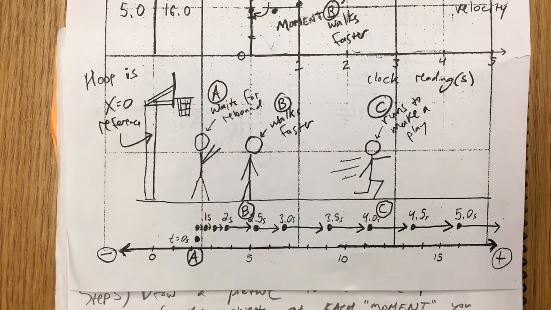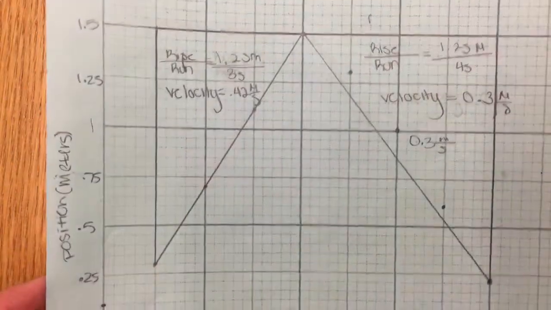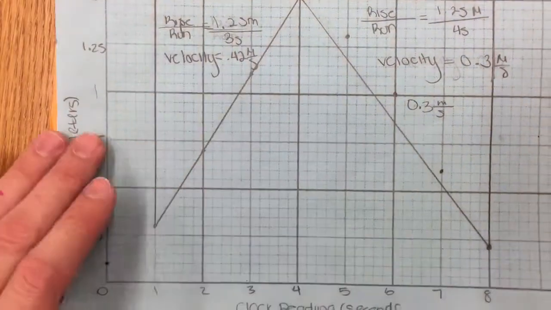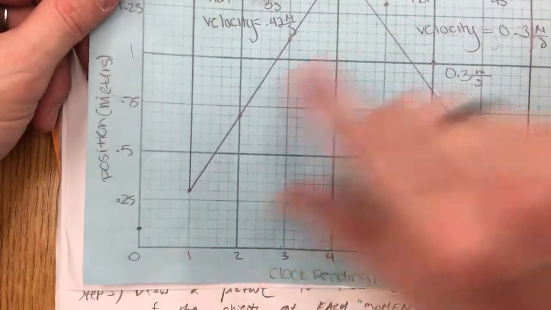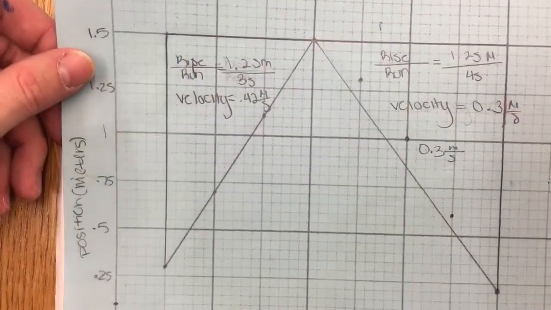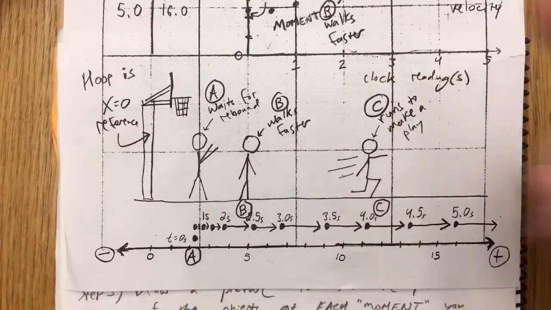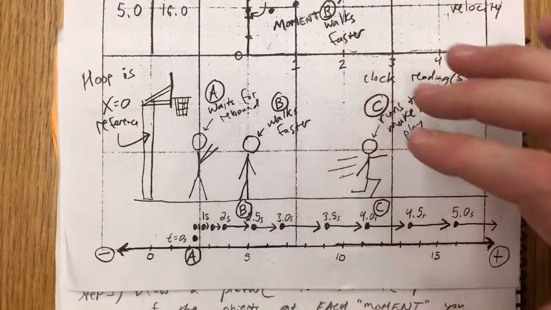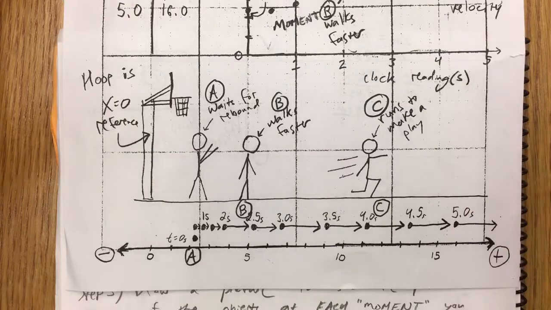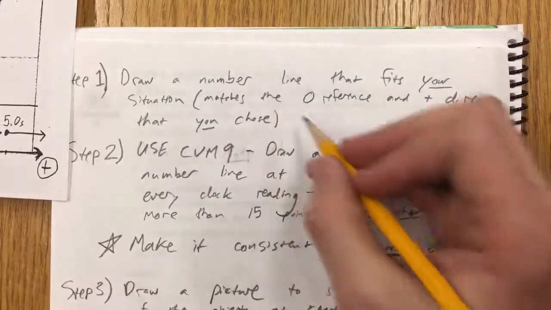Other people, for example, had graphs that looked like this. This is for data that had to do with, I think, a buggy that's moving back and forth. And a lot of those videos had the 0 point on the right and the positive direction was pointed to the left. So that's going to be different. You need to make your number line in a way that's consistent for your video.